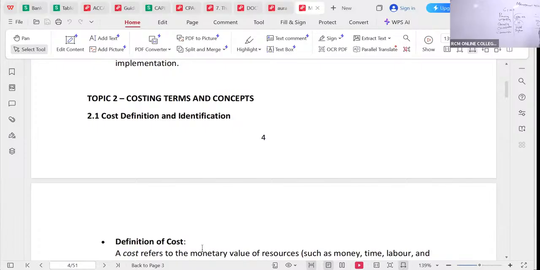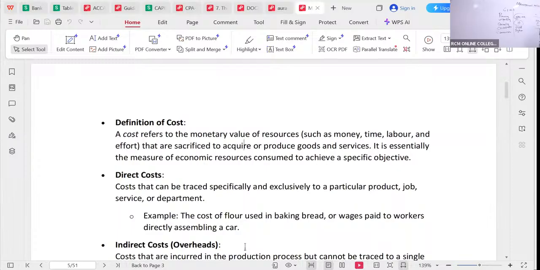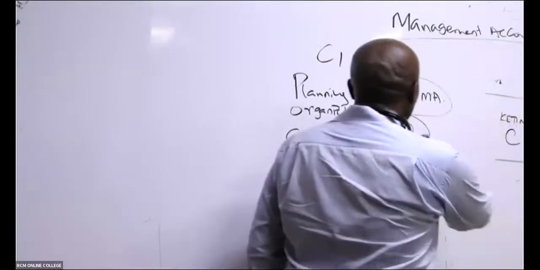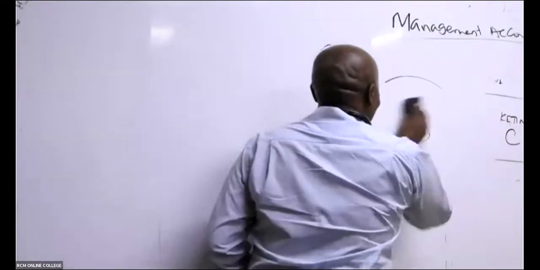Yeah, we are told there. A cost refers to the monetary value of resources such as money, time, labor, etc., that are sacrificed to acquire or produce goods and services. It is essentially the measure of economic resources consumed to achieve a specific objective. Then we have what we call direct costs and indirect costs. So direct costs, if I can just remind you from your high school, I can see all of you here very, very young. You must have cleared your high school last year.